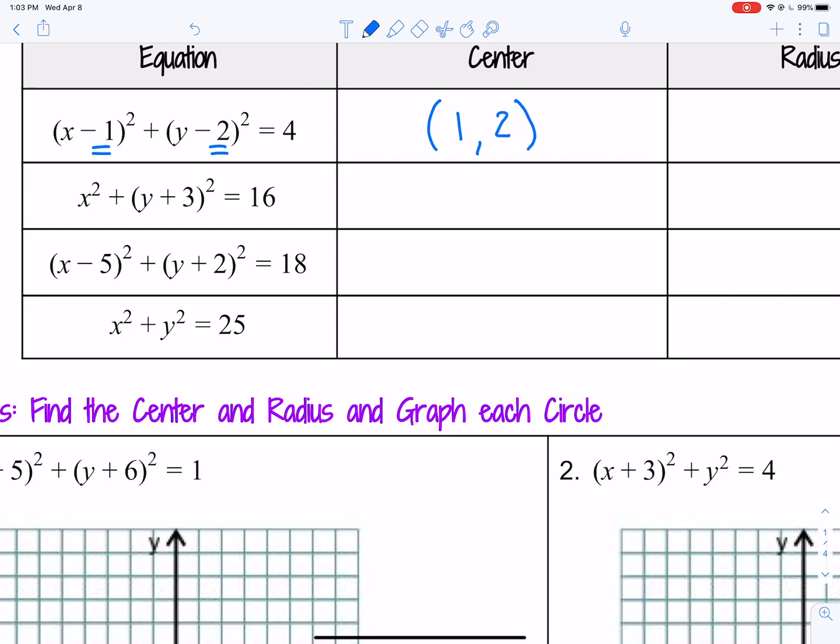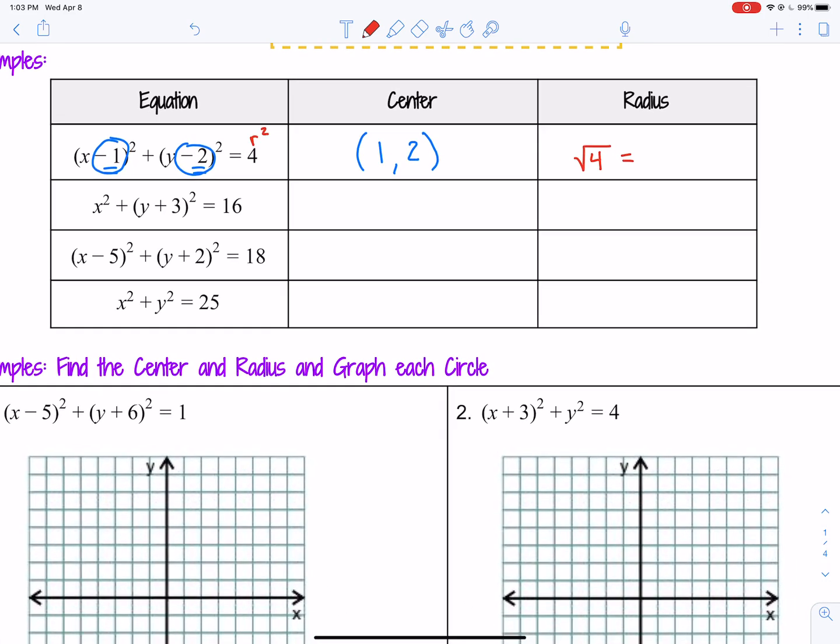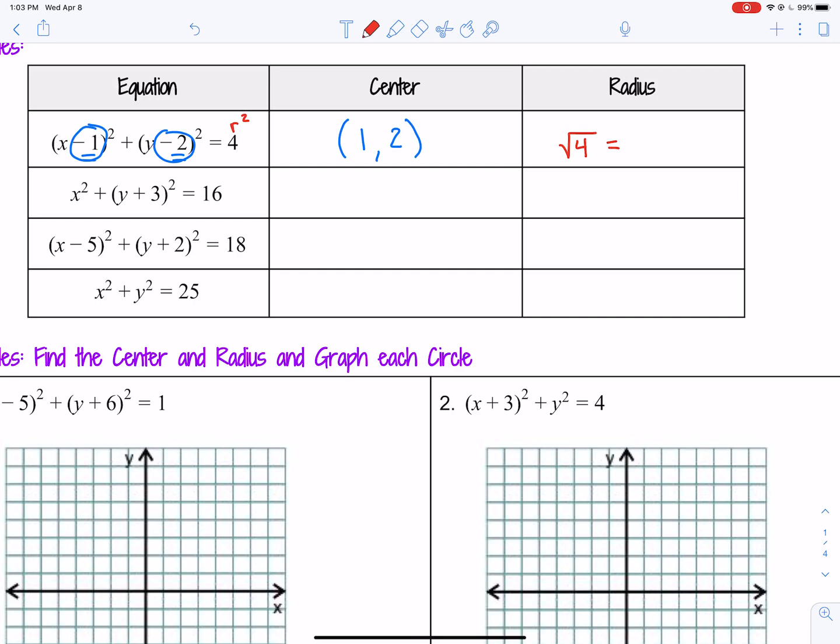So if you notice, you have to change the sign of those numbers when you pick them out for their center point. And that'll work every time. And then your radius comes from the number over here on the right. And that's r squared. So you want to take the square root of that number, whatever it is. If it's in standard form, you just need to take the square root of that number to the right. So the square root of 4 would mean that our radius is just equal to 2.